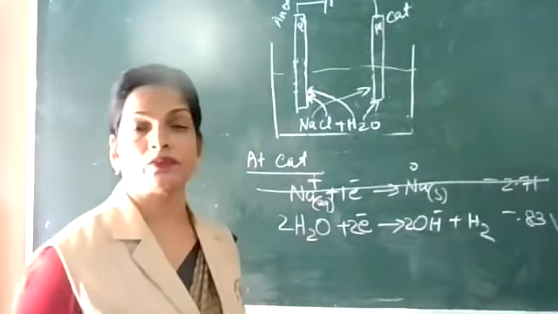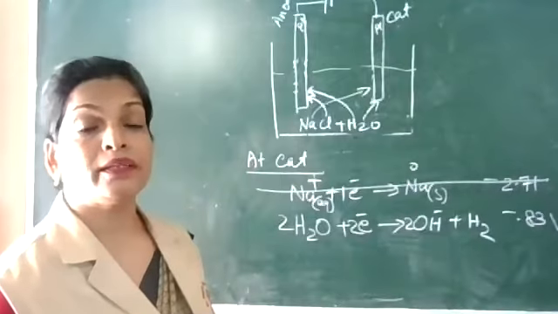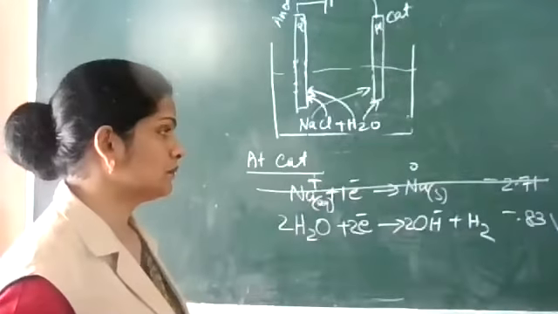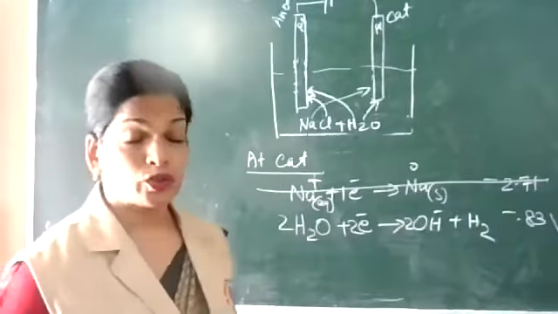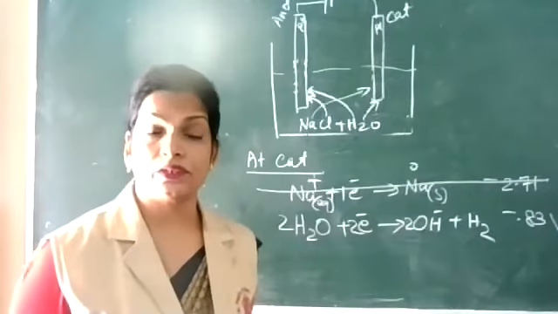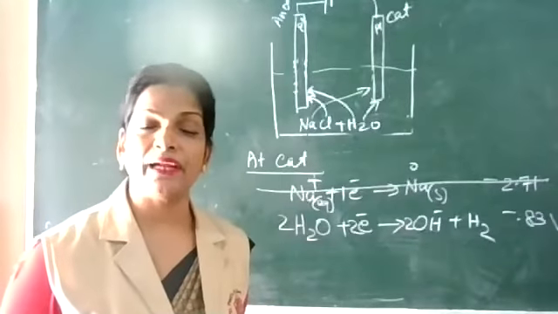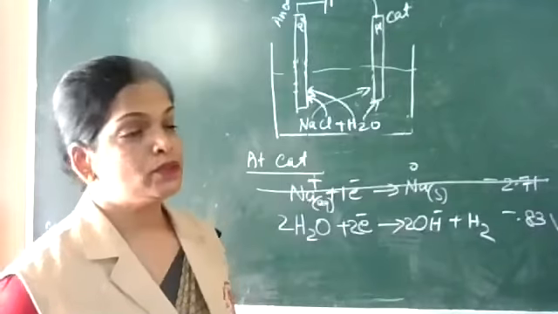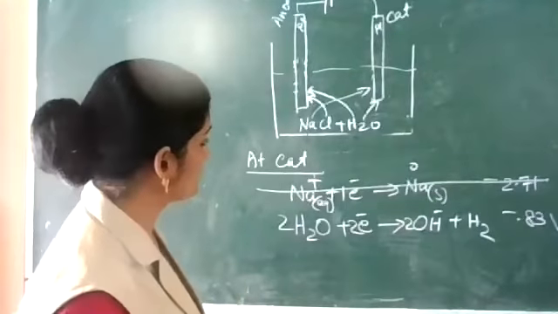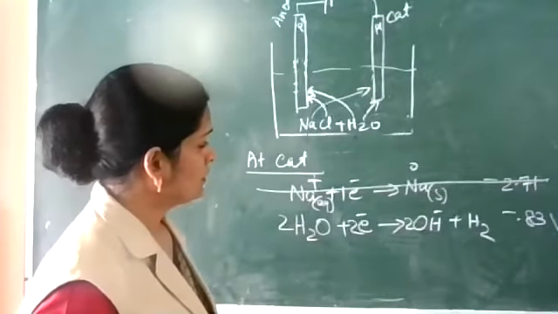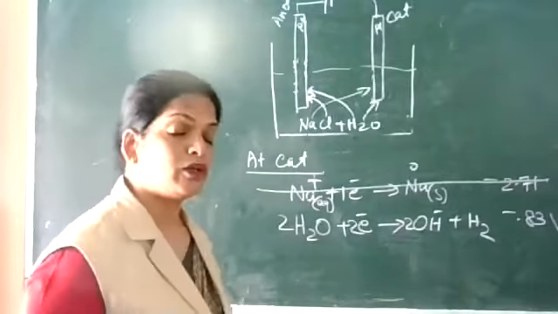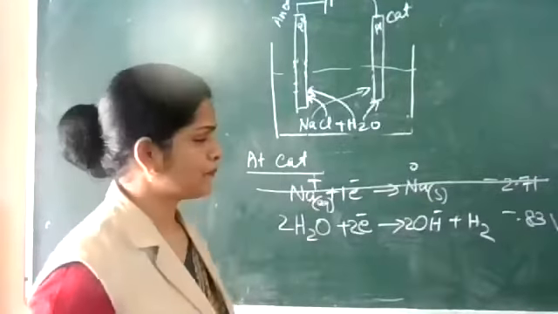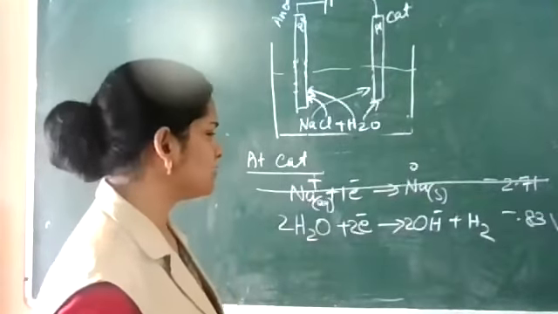By electrolyzing water, you will not get it. So lots of sodium chloride is there in seawater. Seawater is available in plenty, but useless for us to get sodium. So by electrolyzing seawater, you will not get metallic sodium.